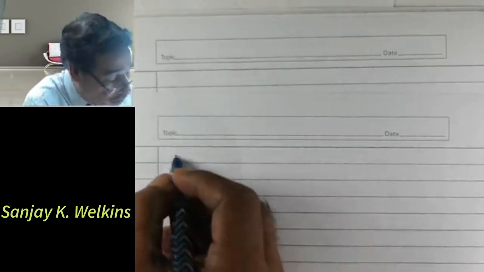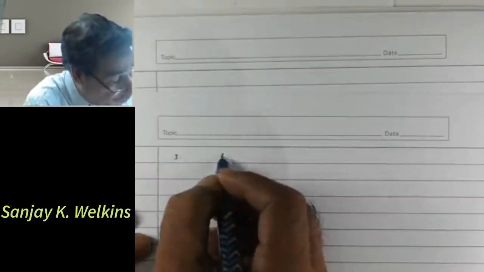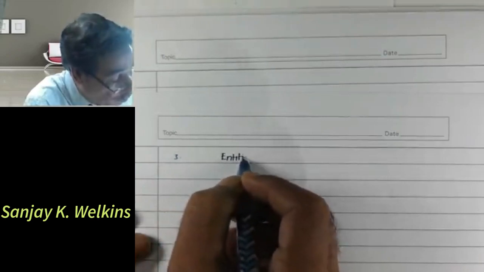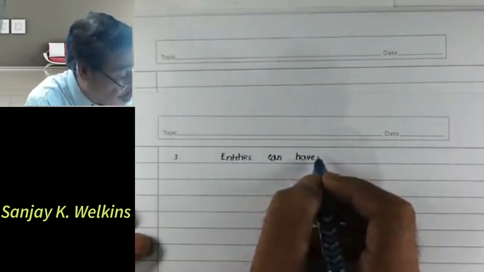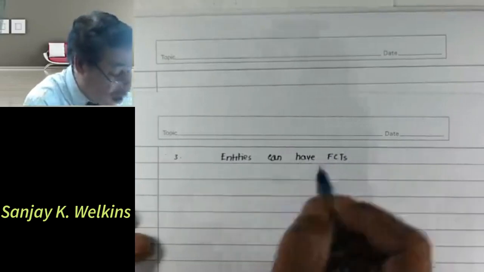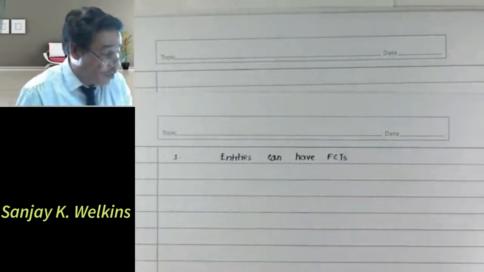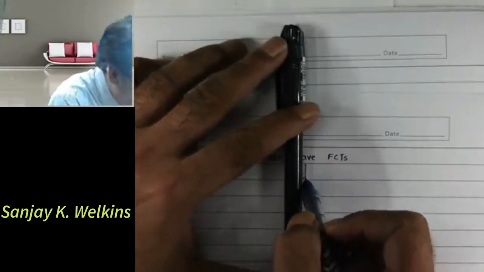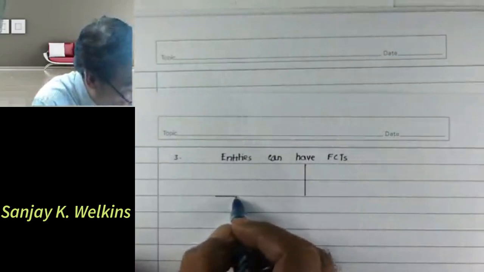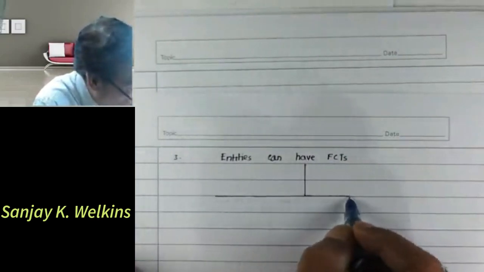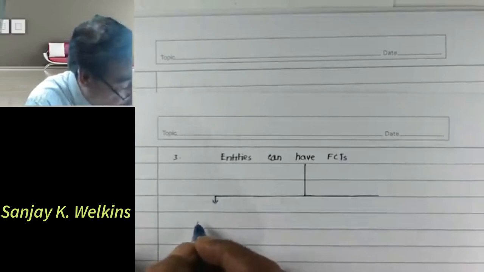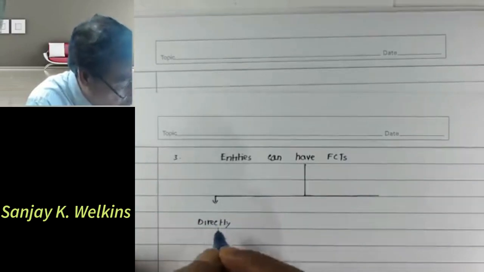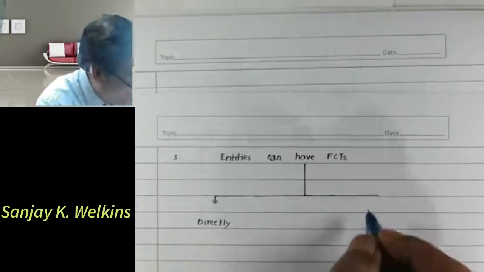So point number third, now I'm moving over to entities. You will have to write along with me a lot today. Entities can have foreign currency transactions. So entities can have foreign currency transaction. I will use a scale, correct? Entities can have foreign currency transaction directly or indirectly. Directly, suppose your head office is in India. So directly you can sell the goods in a foreign country, correct? That is what we mean by directly or indirectly.